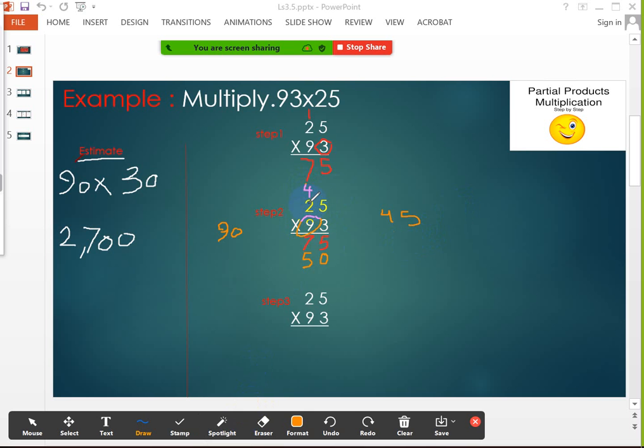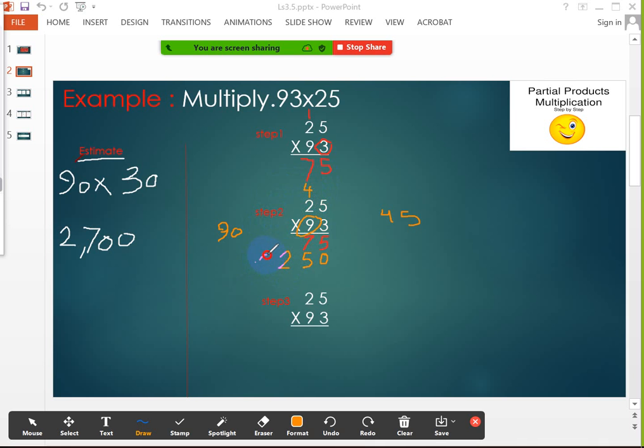9 multiply 2 equals what? 9 multiply 2 equals 18, right? But I have 4 up over the tens. So 18 plus 4 equals, count after 18, 4. The answer must be 22. Is there any digit after the tens? No, so I write 22 right here.